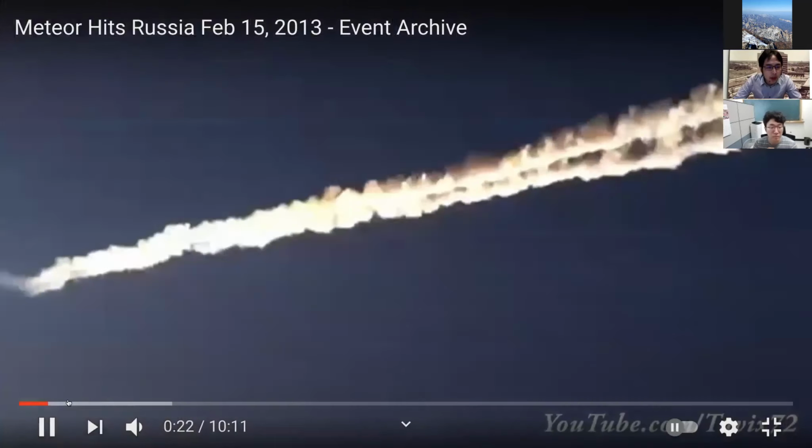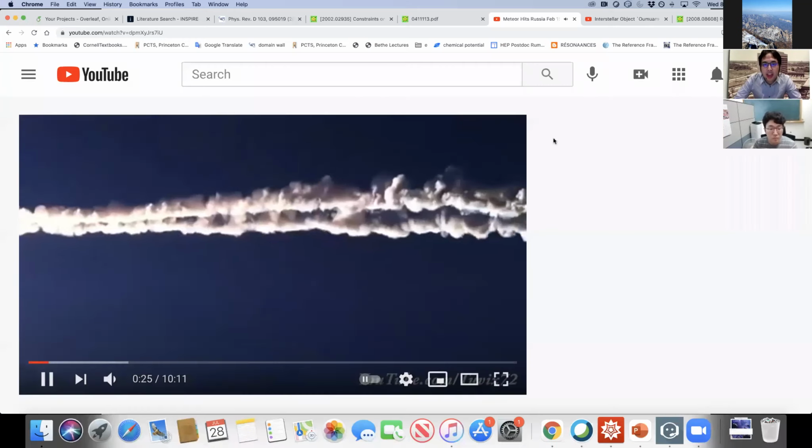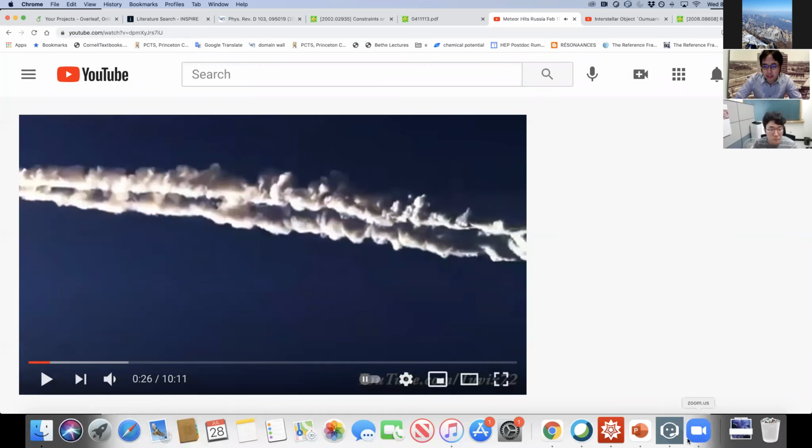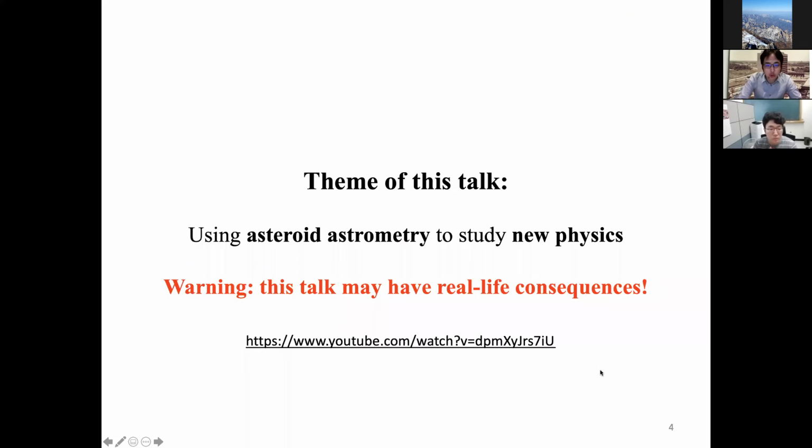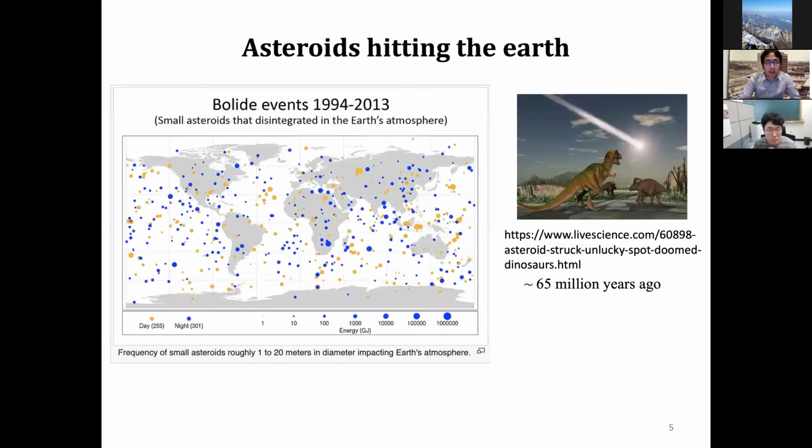So you might be wondering what this is, and this is, as you expect, an asteroid. That's why I'm saying the talk might have some real life consequence, because these asteroids really could hit the Earth at some point. From 1994 to 2013, there were all these different events. I'm not even including the ones after 2013, I think because this video was from 2013, so the plot that I found related to it goes to 2013. There are a lot of these different events that happened.